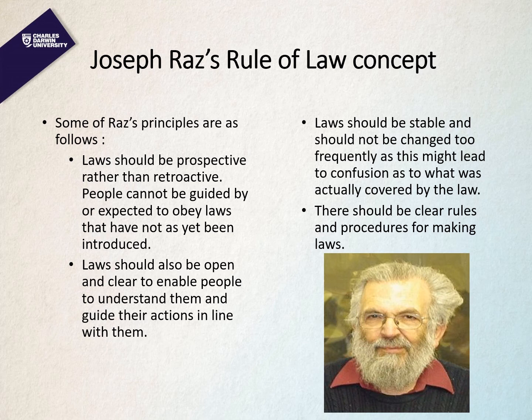Next, laws should be stable and should not be changed too frequently, as this might lead to confusion as to what was actually covered by the law. And there should be clear rules and procedures for making laws. So all of those things, according to Raz, are part of the concept of rule of law, which if breached might ground an argument that not so much the law, but the administrative decision made under the law may be held to be invalid.